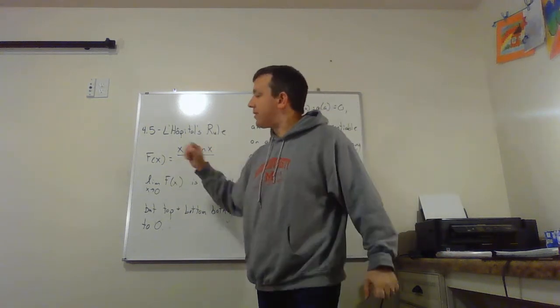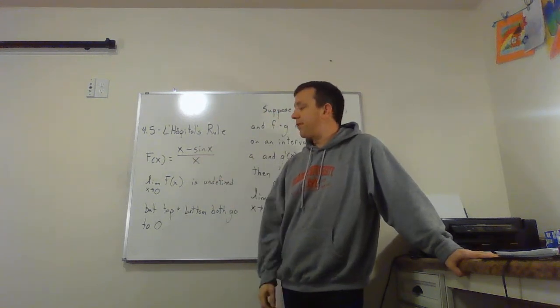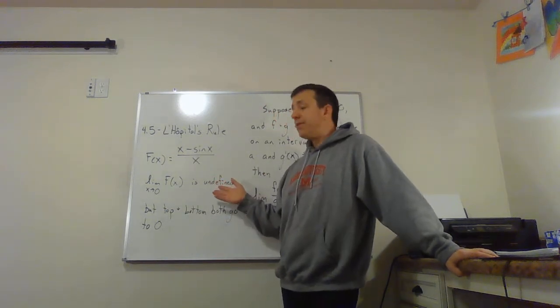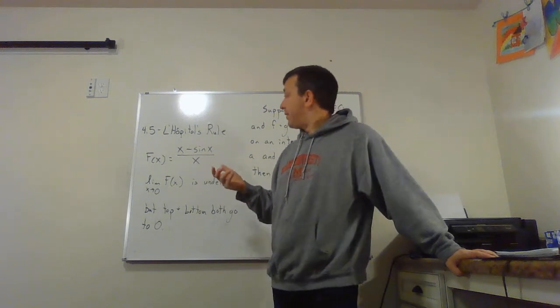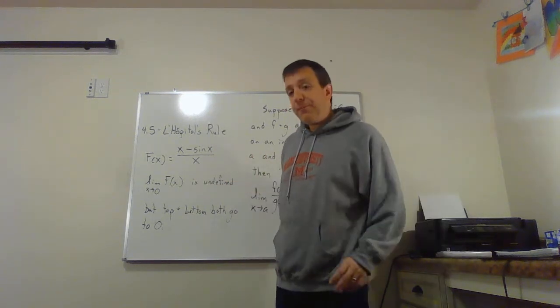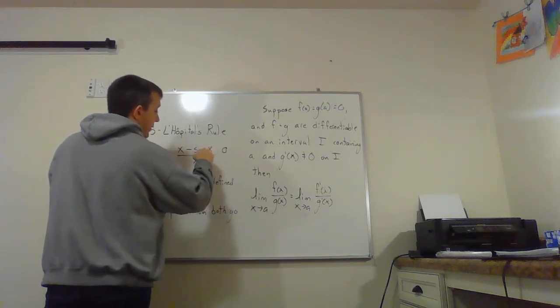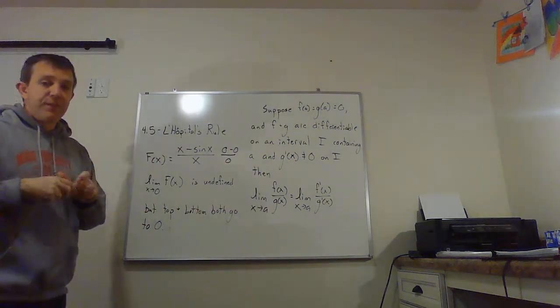So for instance, let's look at this function f of x. F of x here is x minus sine x over x. If we try to take the limit as x goes to 0 here, this is going to be undefined because the bottom is 0. You can't plug it in. But if we look closer, if you plug 0 into the top, you actually have 0. The sine of 0 is 0. So we end up with 0 over 0.